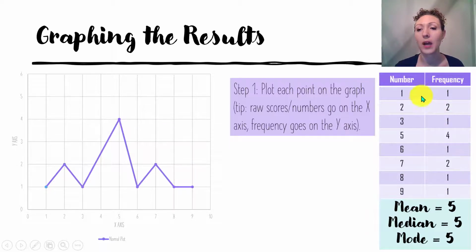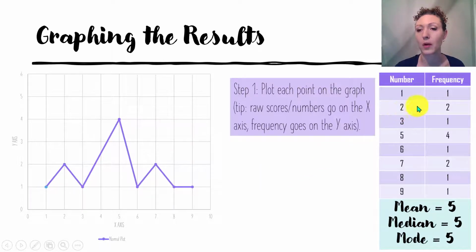So let's go ahead and take our first point here. We have a raw score of 1 and a frequency of 1. So we are going to go down to the bottom and find that value of 1. Since this was our raw score of 1, we are going to go up until we see the frequency right here of 1, and this is going to be our first graph point right here. And then we are just going to continue that process.